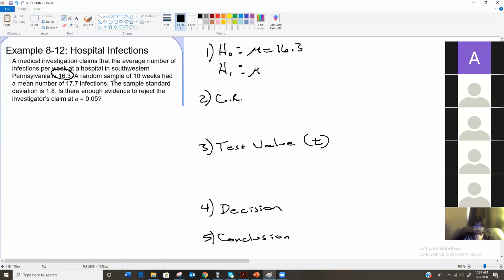A random sample of 10 weeks had a mean number of 17.7 infections. The sample standard deviation is 1.8. Is there enough evidence to reject the investigator's claim? So what do you guys think this should be? Should this be a less than, a greater than, or a not equals?